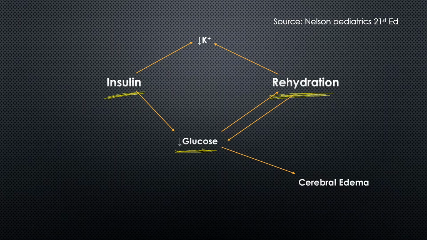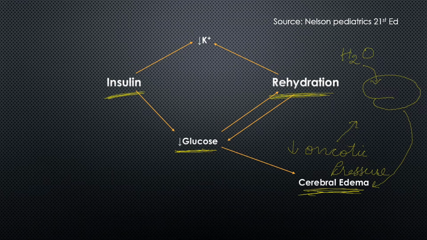Decrease in glucose can also lead to cerebral edema. This is due to decrease in osmotic pressure, which leads to shifting of water inside the brain, which ultimately causes cerebral edema. Insulin also causes decrease in ketoacidosis.